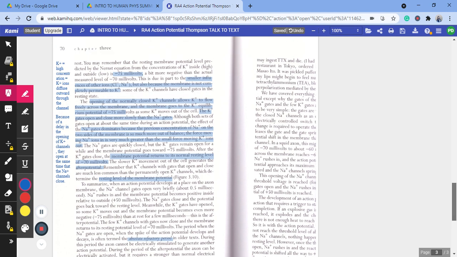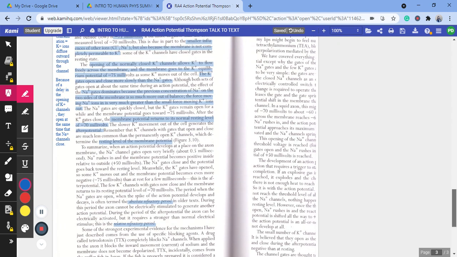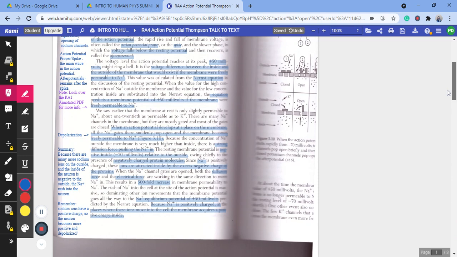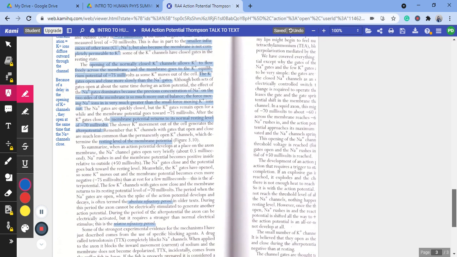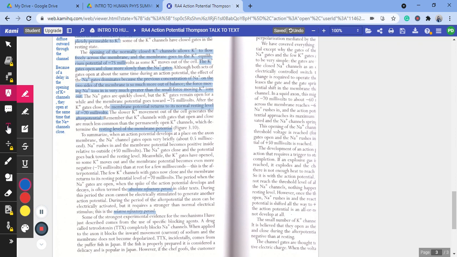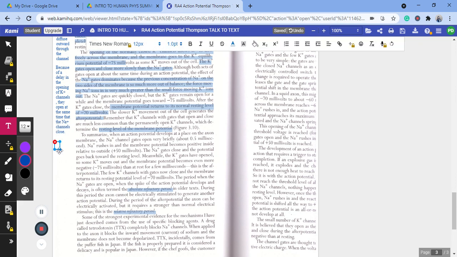So the first half of this paragraph is basically just a summary of what we went over in the earlier text, but as we kept on reading, we learned a bit of new information such as the absolute refractory period and the relative refractory period. So what is the difference between them?